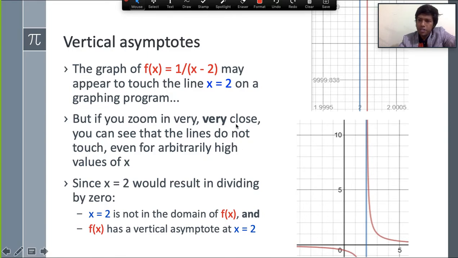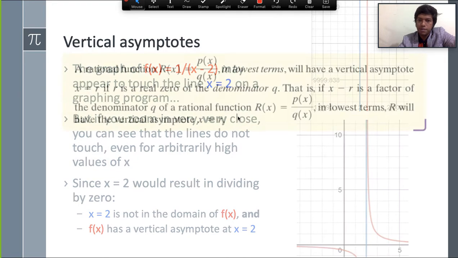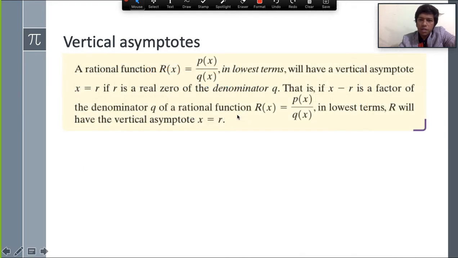So the conclusion is very simple. We find out the vertical asymptote from the denominator. So we will get the vertical asymptote at x equals to 2. This is x minus 2. That is the reason. The definition is this, for which it becomes zero. A rational function in the lowest term will have a vertical asymptote at x equals to r if r is a real 0 of the denominator of q.